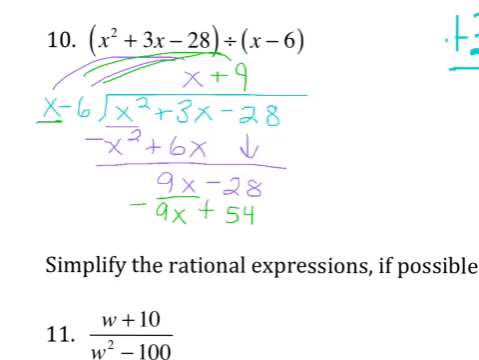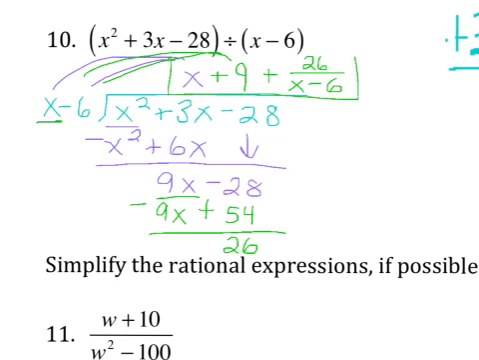And then we need to change the signs. And so now we have negative 28 plus 54, which is 26. So now 26 is going to be our remainder. So to do the remainder, we write a plus sign, and then we do 26 over what we were originally dividing by, which is x minus 6. So x plus 9 plus 26 over x minus 6 is the solution.